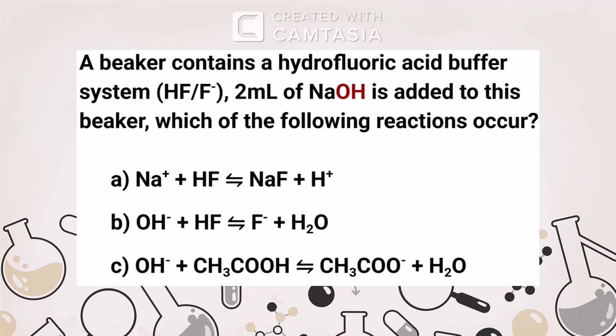Here's another question. Again, you may wish to pause this video until you are ready for the answer. Ready for the answer? The answer to this question is option B. The OH minus ion from the NaOH will react with the acid of the buffer system in this question, which is HF. The system in this question does not contain any acetic acid, which is why option C is incorrect. The correct answer to this question is option B.